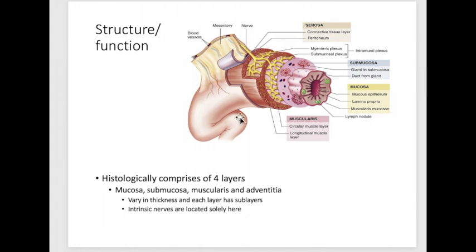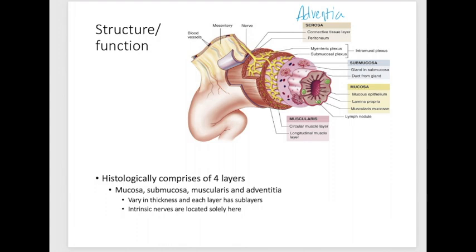So you can see here, let's start with the outer layer, which is going to be the serosa. That is the peritoneum and the connective tissue layer, that is going to have the supply of the blood vessels and the mesentery. The next layer would be the muscularis. Now, the muscularis has 2 layers. We have a circular muscular layer, and you can see that that is running histologically this way. And then we have a longitudinal muscle layer. That is going to help us with our peristalsis.